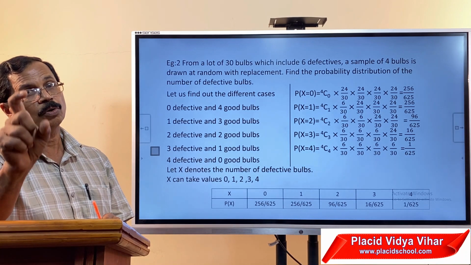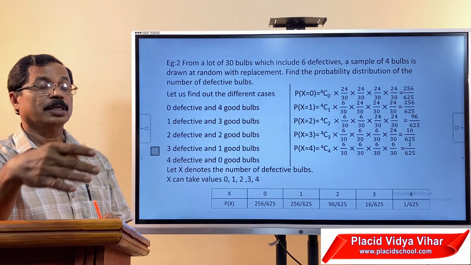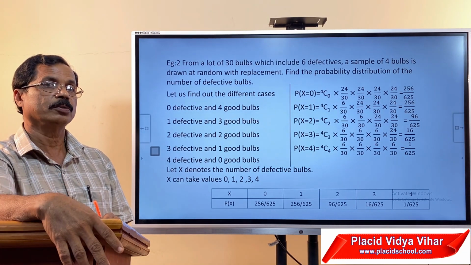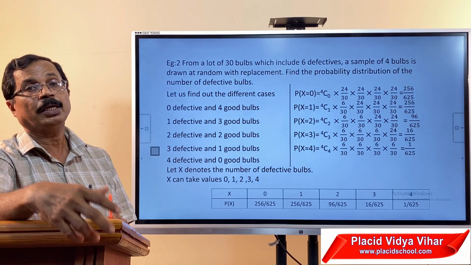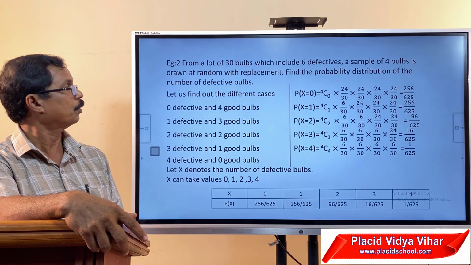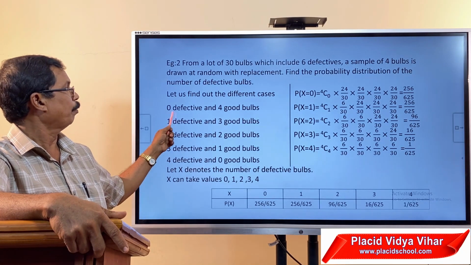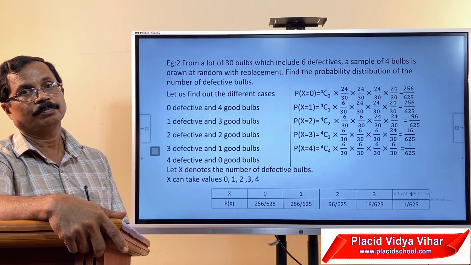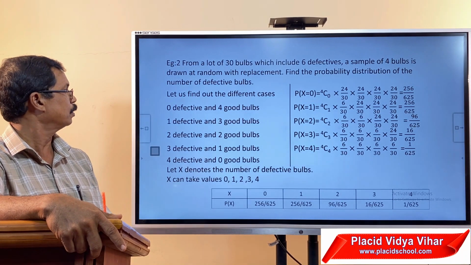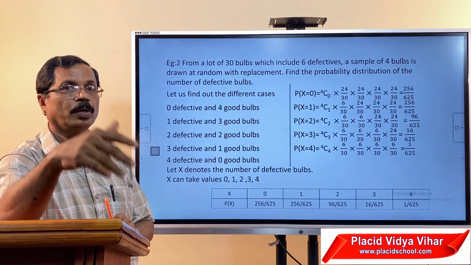So here you have to concentrate on the number of defective bulbs. That is our random variable, number of defective bulbs. How many bulbs do we take? We take only 4 bulbs. So you know what the required numbers are. There may be 0 defective and 4 good bulbs. You go through the different cases. The first case is 0 defective and 4 good bulbs.